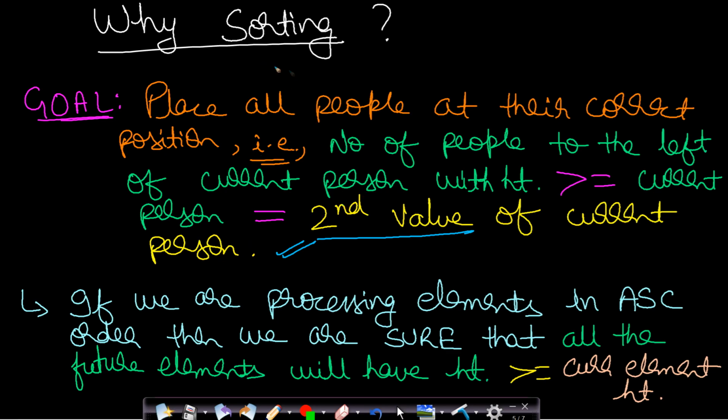Now, how does sorting come into the picture? If we are processing the elements in ascending order, then we are sure that all the future elements will have height greater than or equal to the current element's height. This is the most important point for solving this problem. This is the most important observation. While processing the algorithm, you will come to know why we are actually using sorting.